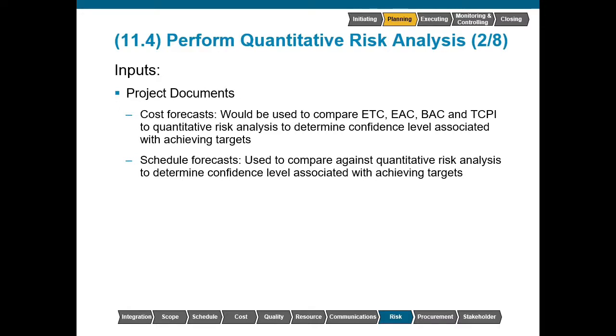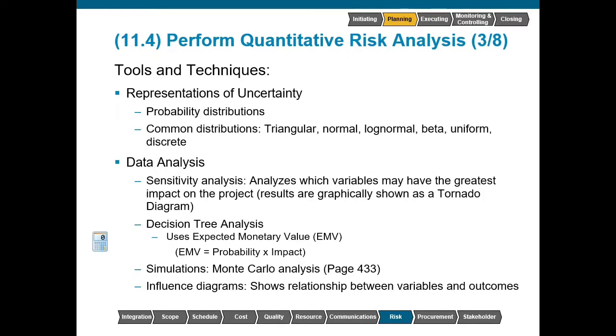This could be represented as saying we have an 85% level of confidence that we will be able to achieve within our original cost baseline. Representations of uncertainty that we may use could include probabilistic distributions. Some of the common distributions that we may select are triangular, normal, log normal, beta, uniform, and discrete. The distributions are typically used for the overall project risk. However, it could be used for individual risk events when necessary.